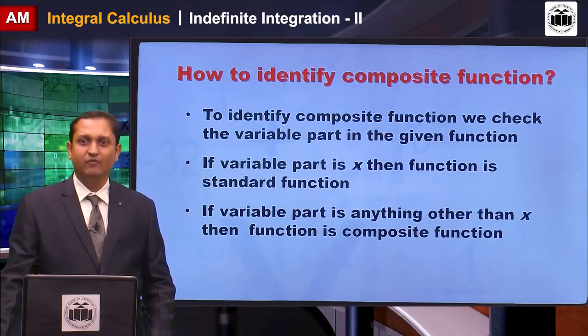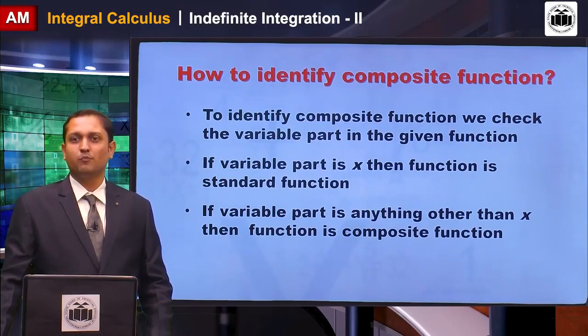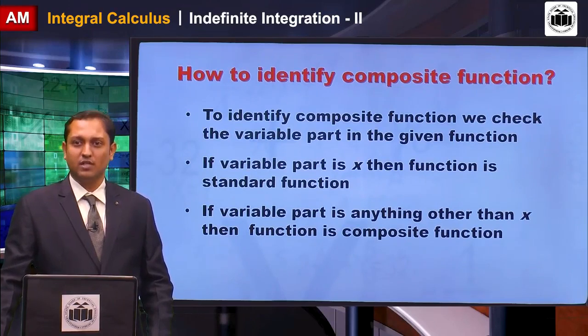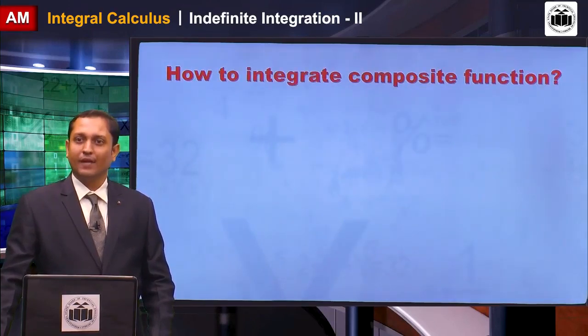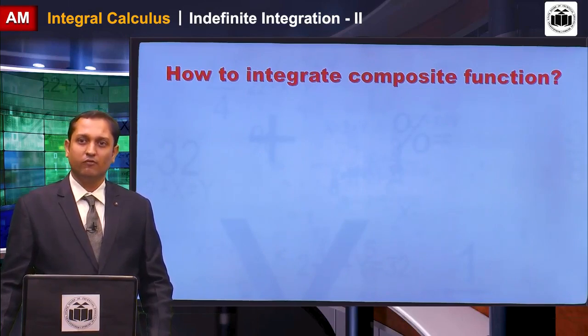If you recollect the previous two examples, in the first example we had y equal to sine 2x. In that, the variable part was 2x, which is something other than x, so it is a composite function. In the second example, the variable part is log x, which is again something other than x, so it is a composite function. Now come to the next part: how do we integrate a composite function?